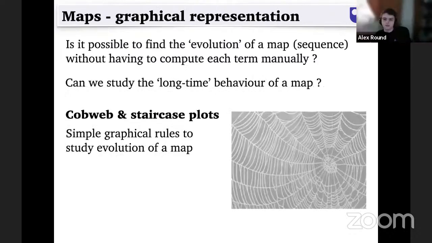Yes, so here, Mark was talking about a fun graphical way to represent iterative maps. And this is done through cobweb diagrams and staircase plots. They're a way of looking at what happens to a map without having to compute anything numerically. They get their names due to the pattern that you end up seeing once you've done the technique. It can be used to locate the fixed points of a system, and it can also be used to show convergence and divergence of the map.